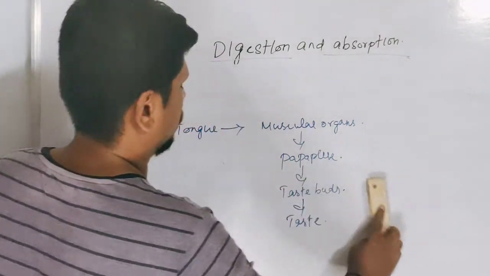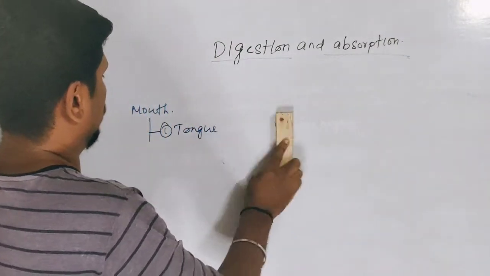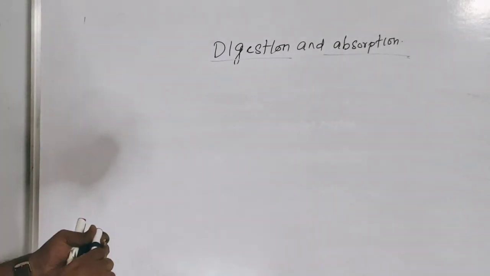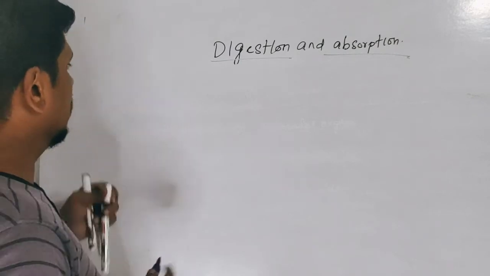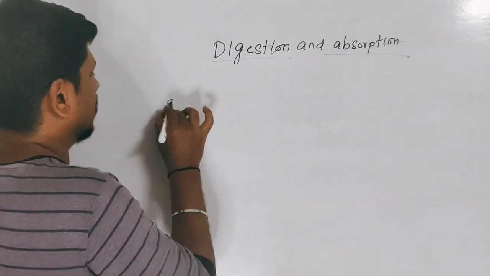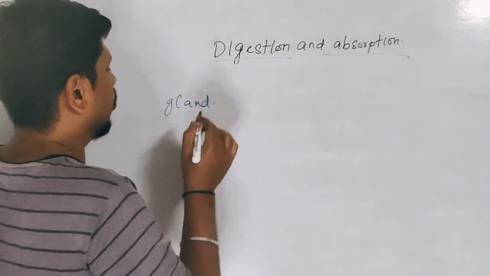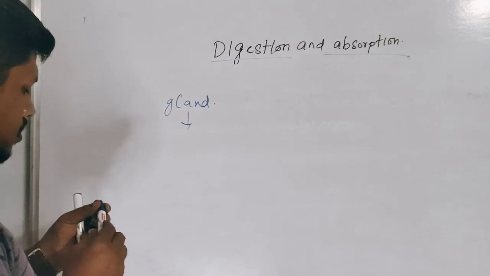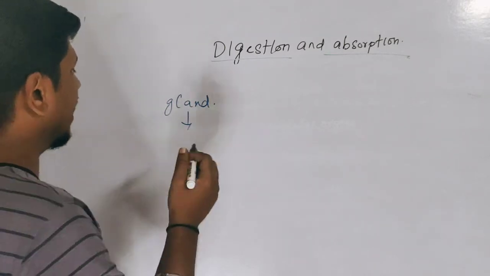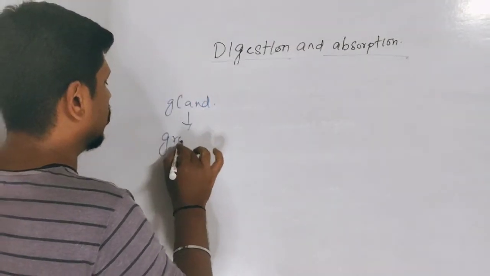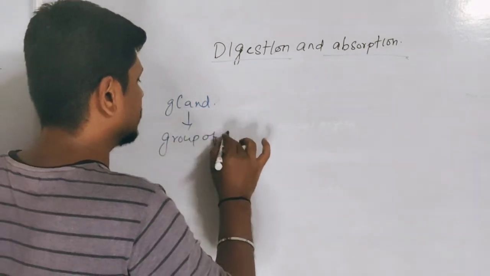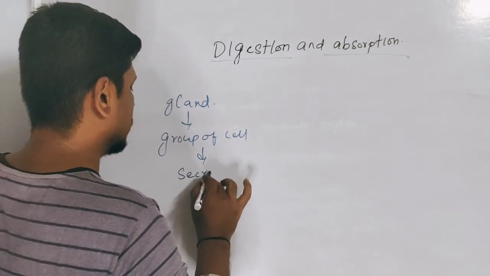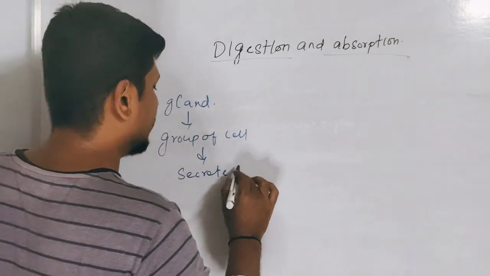Now, try to remember. I want to give you some definitions. Gland. What do you mean by gland? Gland means it is a group of cells responsible to secrete chemical substances.